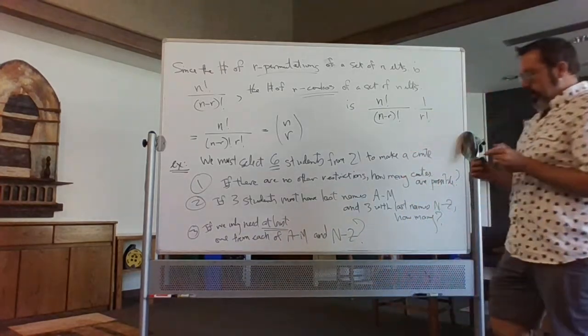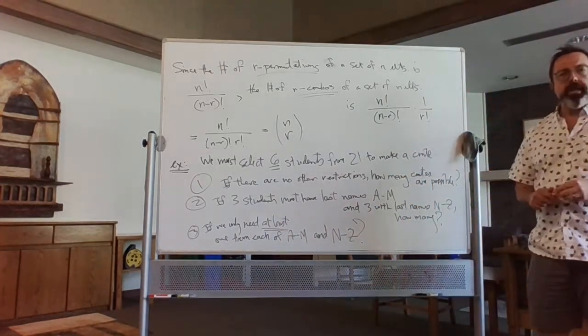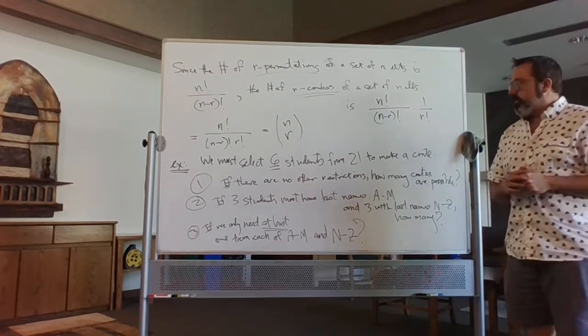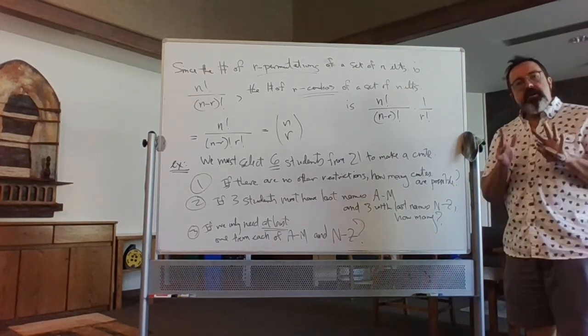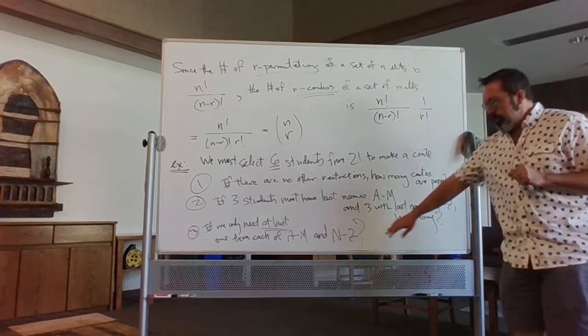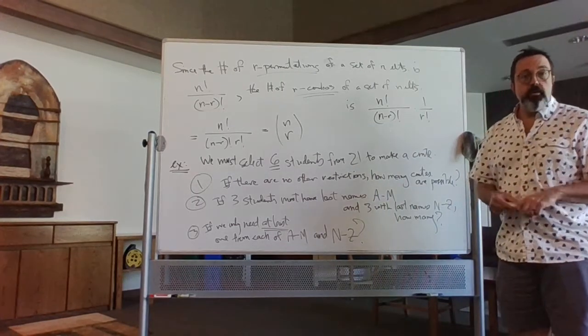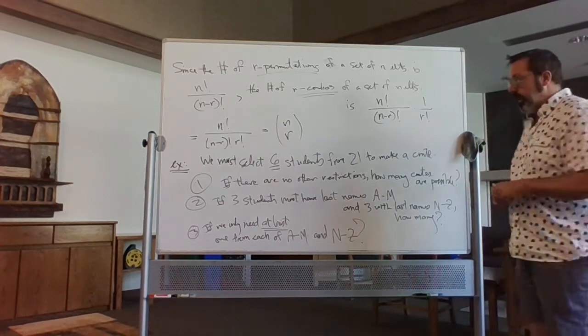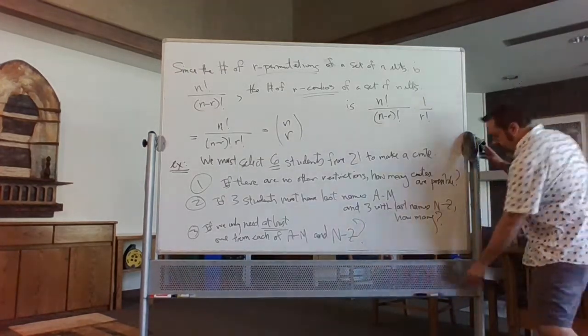See, the first problem is just straight up combinations. How many combinations of a certain size are there? The second one is going to involve a little bit of the multiplication rule. And then the third one is going to entail the multiplication rule and the addition rule, working in conjunction with one another. So let's see how this goes.